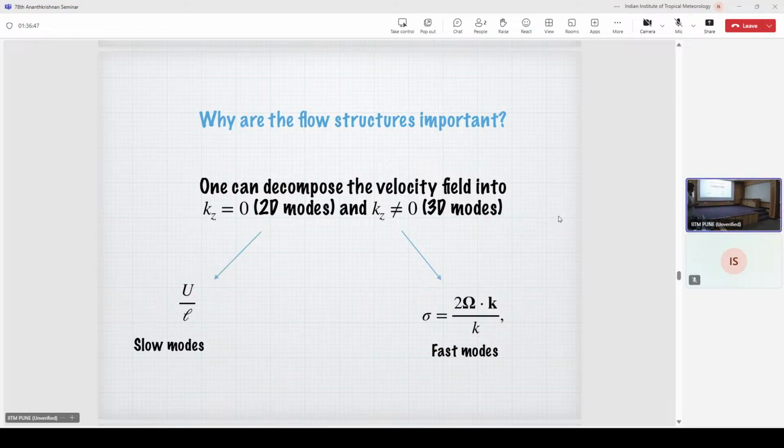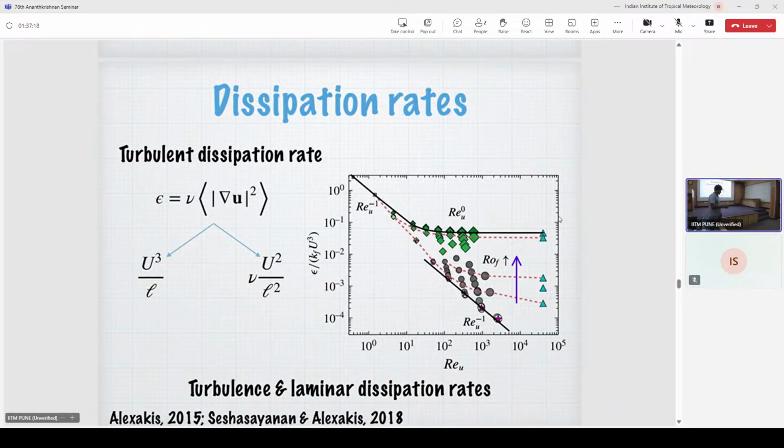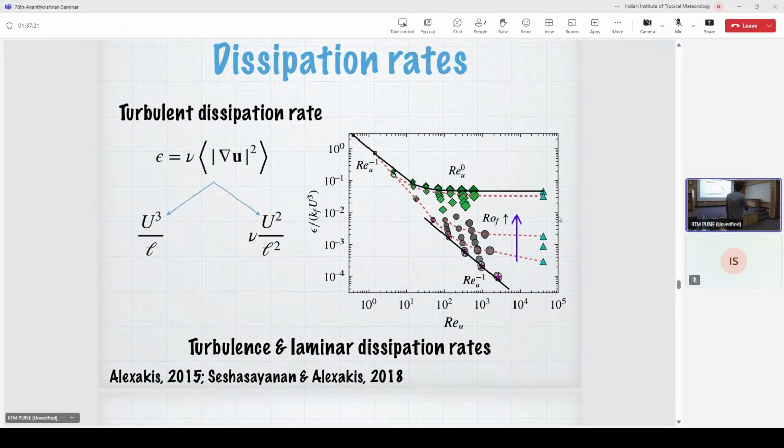One way to analyze this problem is to look at 2D and 3D modes. 2D modes are basically kz equal to 0 modes. As I was saying, inertial waves do not project onto the 2D mode. So one way is to look at slow modes, where the turnover time scale is considered to be slow. Another is to look at fast modes, which are basically inertial waves oscillating at the frequency of the Coriolis force, or the rotation rate. We can do this slow mode and fast mode decomposition and look at the turbulence statistics. So one question of interest is, can we parameterize rotating turbulence?